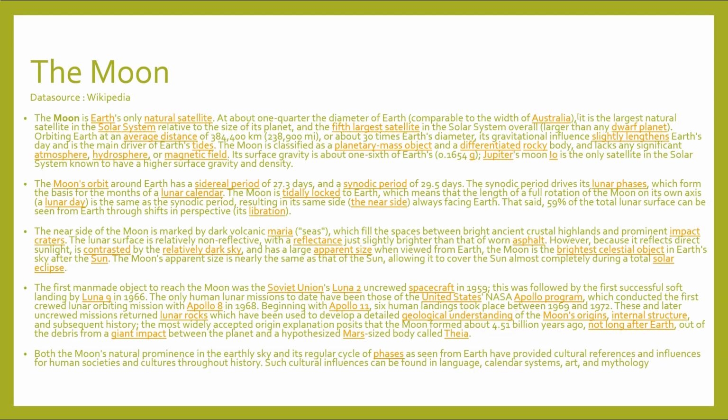The most widely accepted origin explanation posits that the moon formed about 4.51 billion years ago, not long after Earth, out of the debris from a giant impact between the planet and a hypothesized Mars-sized body called Theia. Both the moon's natural prominence in the earthly sky and its regular cycle of phases as seen from the Earth have provided cultural references and influences for human societies and cultures throughout history. Such cultural influences can be found in the language, calendar system, art, and mythology.